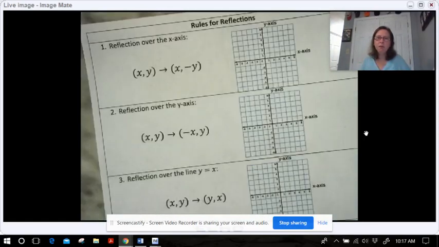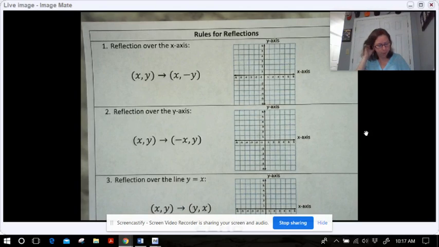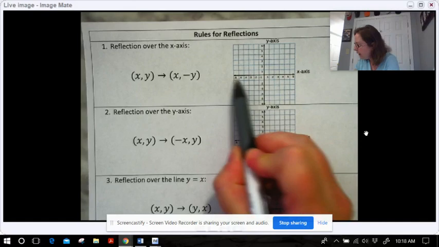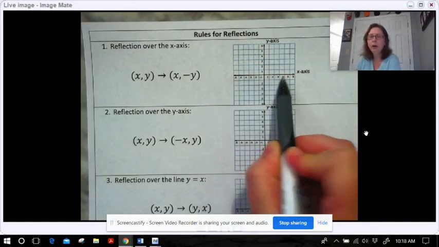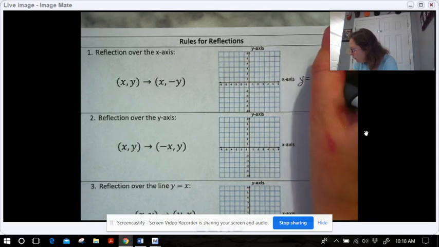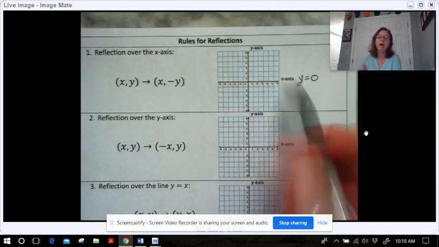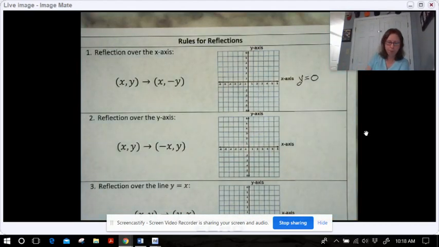And we're going to talk about the specific rules for reflections. Okay. So I'm going to highlight what's unique or what changes in each one. So a reflection over the x-axis. The x-axis is right here. And I am going to make a note that this is the line y equals 0. That is the equation for the x-axis, is y equals 0.